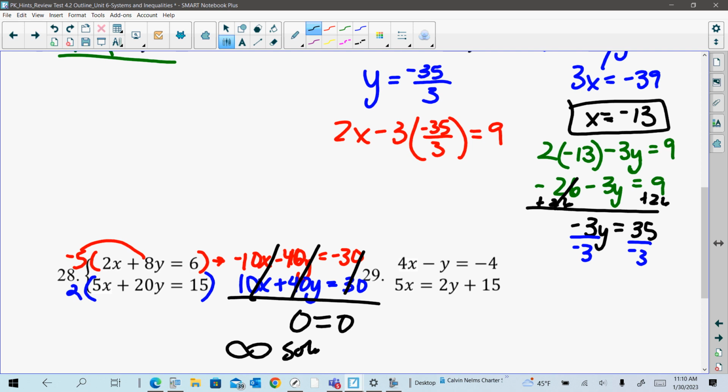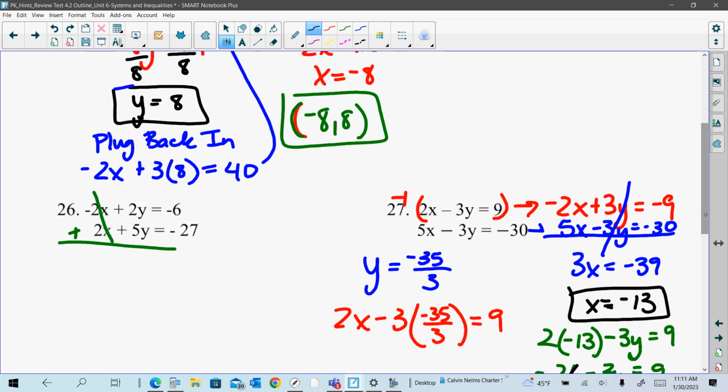Can you do number 26? What about 26? Can you do it? Okay. 7y equals negative 32, excuse me.